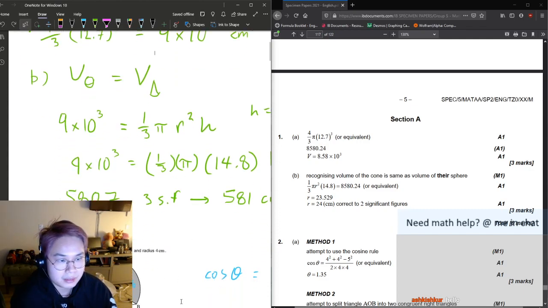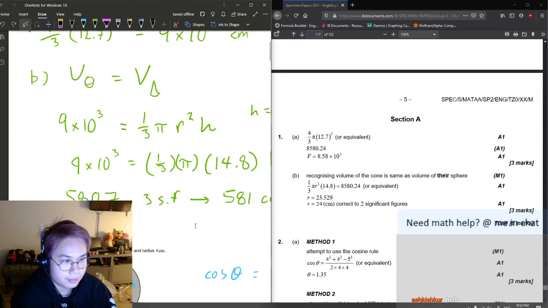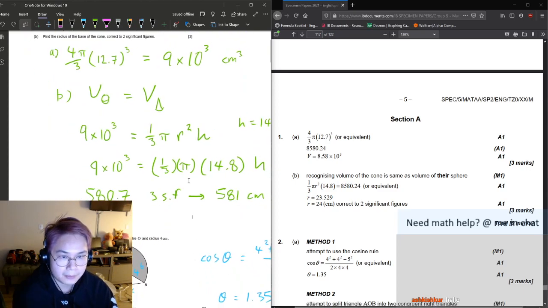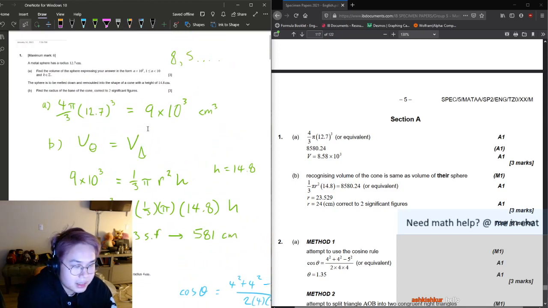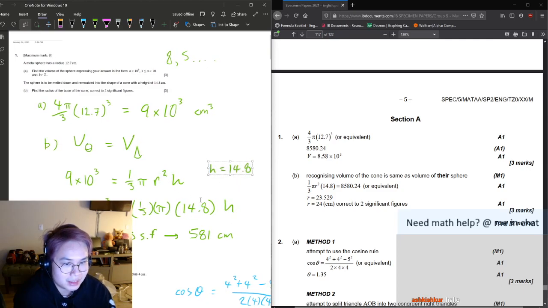Part B. I did not do right because what did I do? Oh, I found the height, and then I was supposed to find the radius, so I completely plugged this into the wrong thing. Ah well, whatever. It's only 3 marks. I can afford 3 marks.